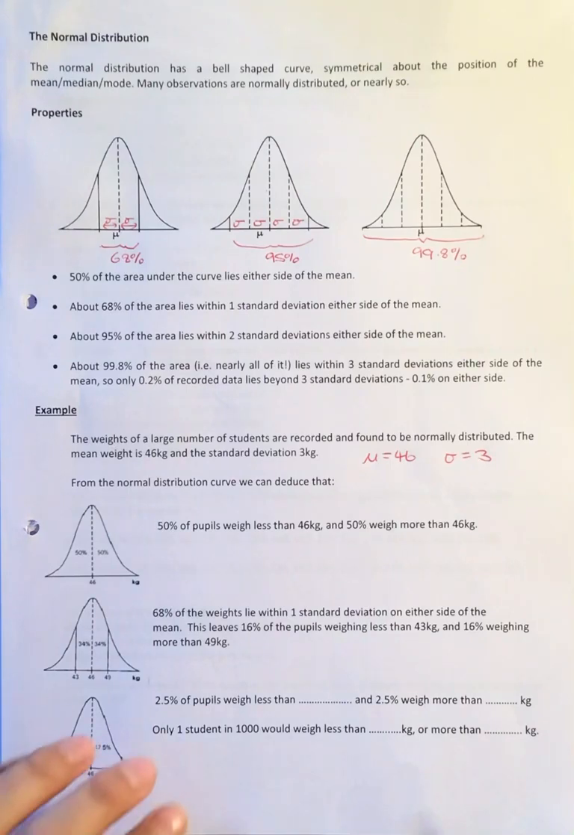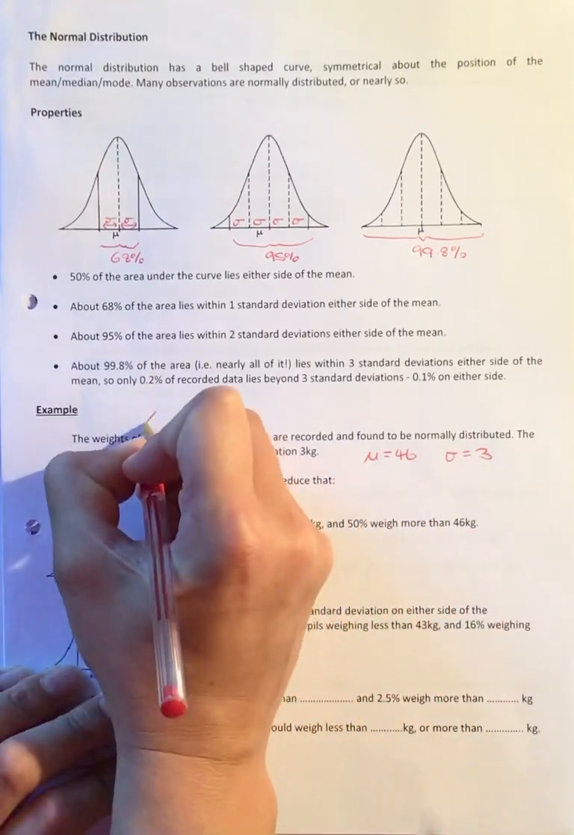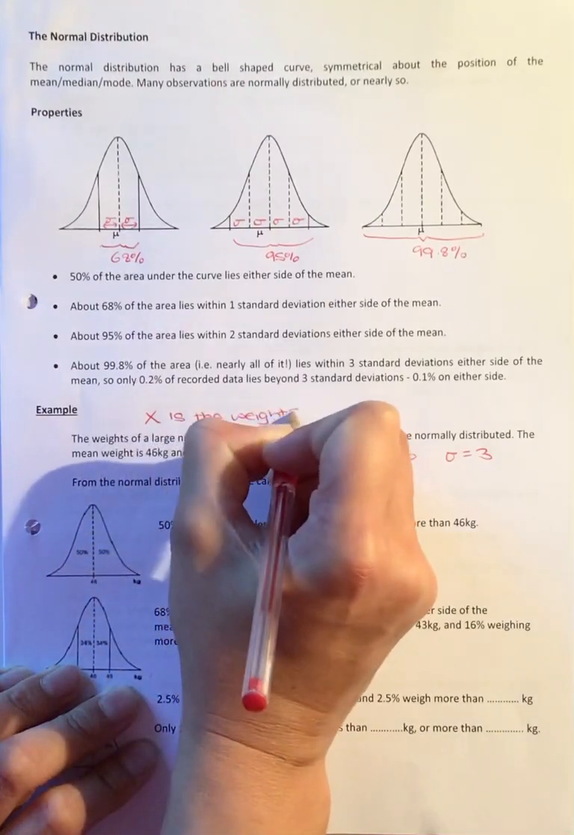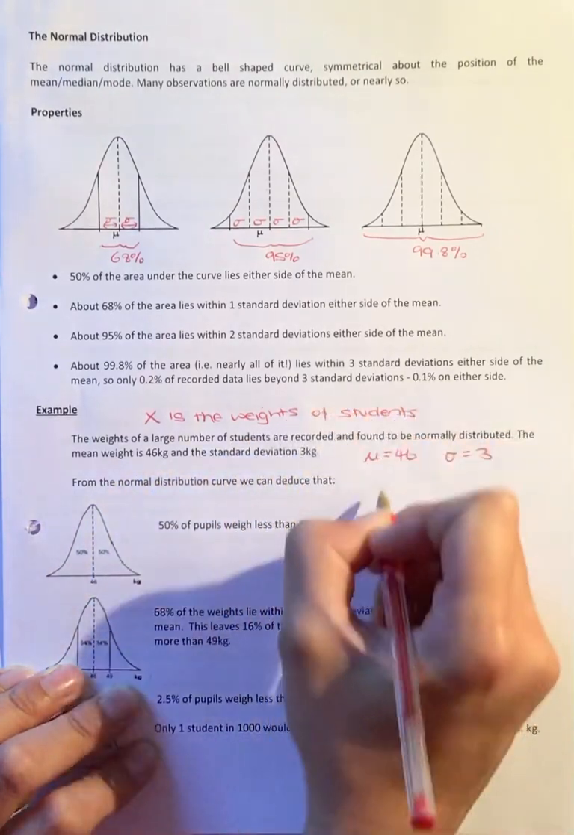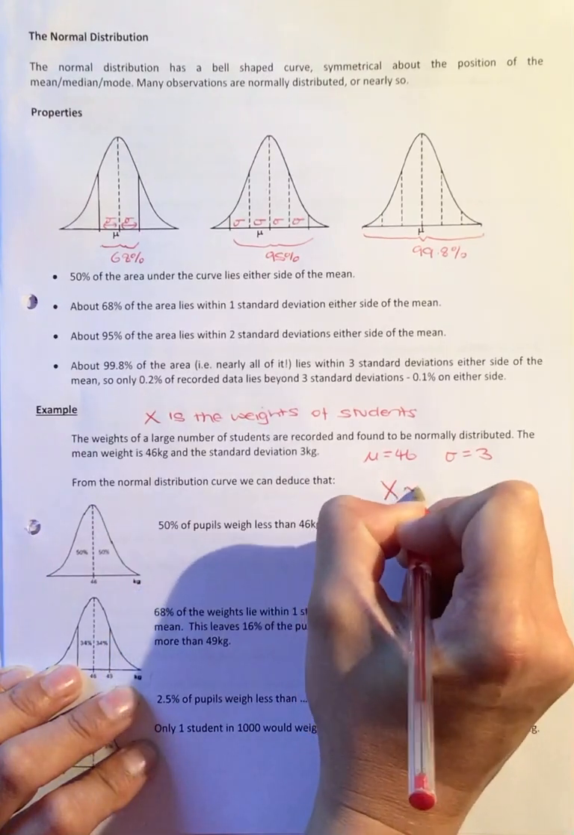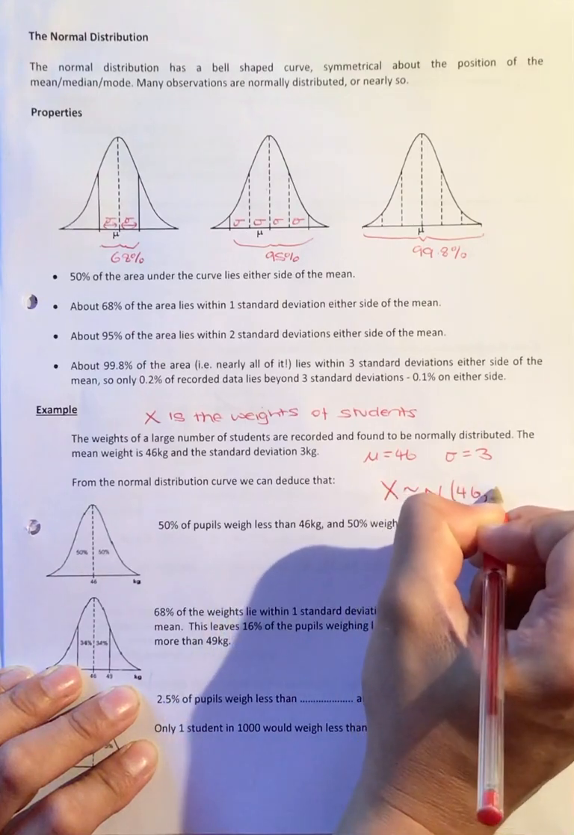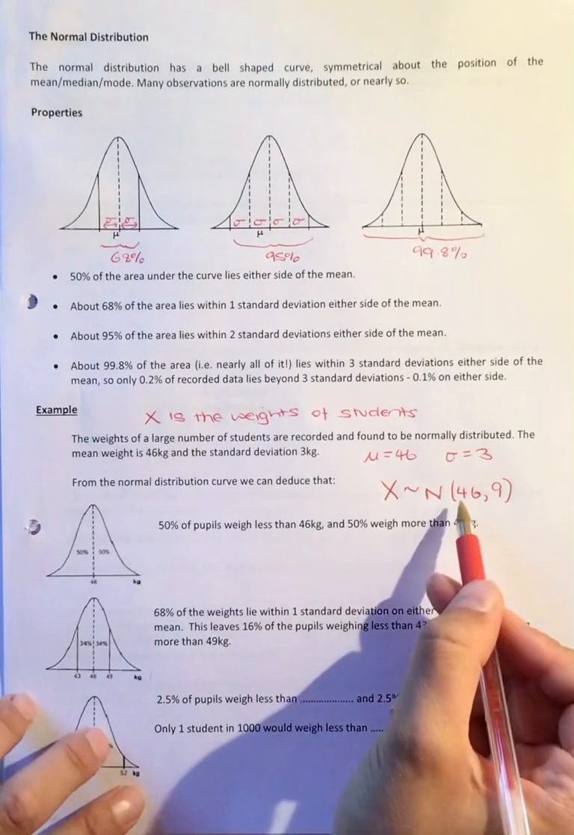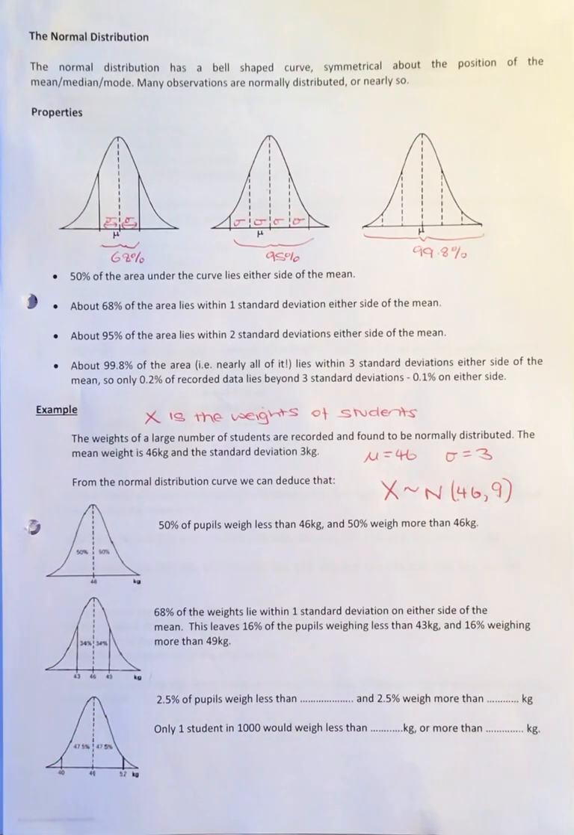We would write this, if it's a normal distribution, if we had x is the random variable representing the weights of the students, and we're saying that those weights are normally distributed, we can write it as x is distributed as a normal 46, and then we would put 9. So we use mu as this value here, and we use sigma squared as this value here because we use the variance as opposed to the standard deviation.